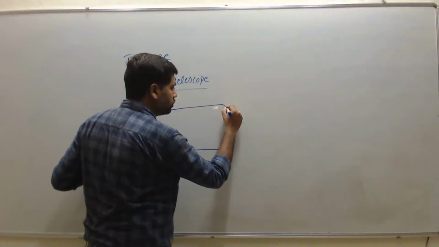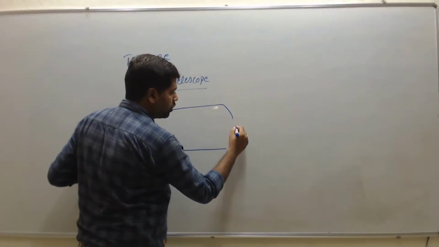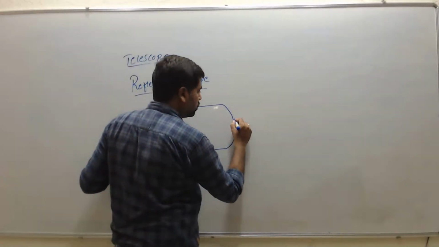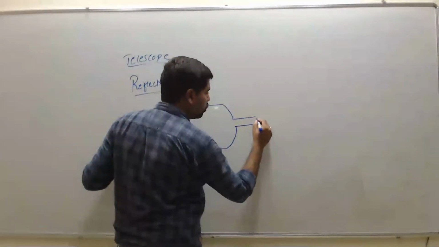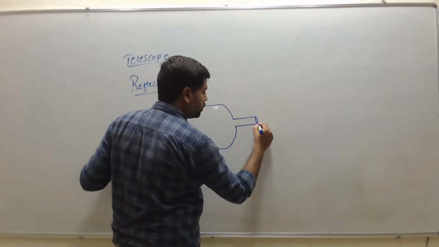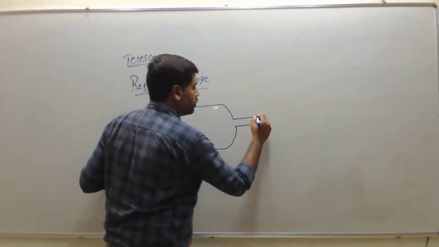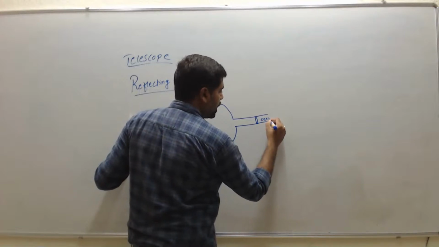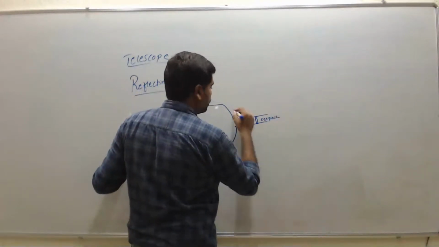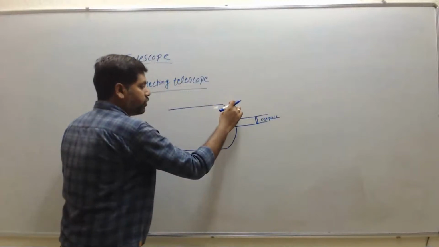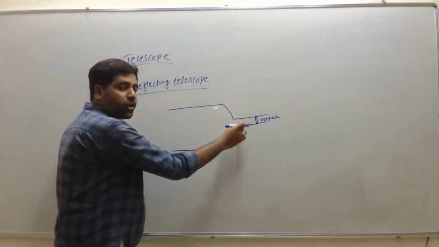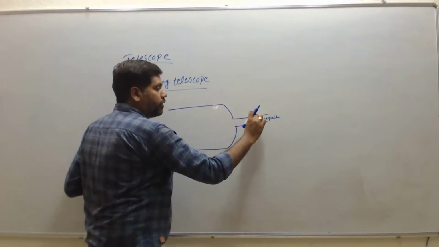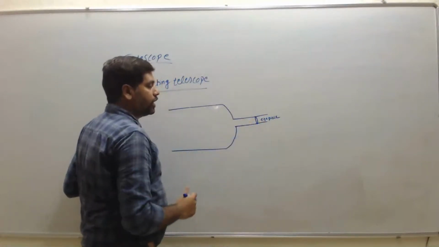We have one concave mirror with a small hole in it. Here this lens becomes the eyepiece. So this one is the concave mirror. This concave mirror has a small hole. In that hole we can place one eyepiece.